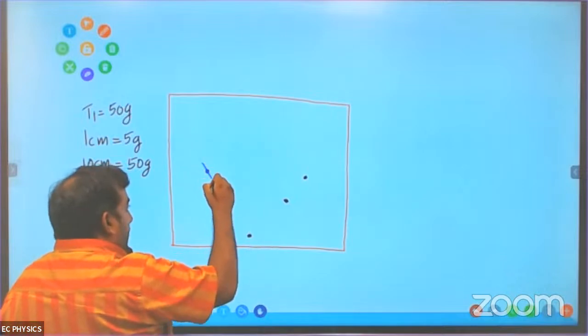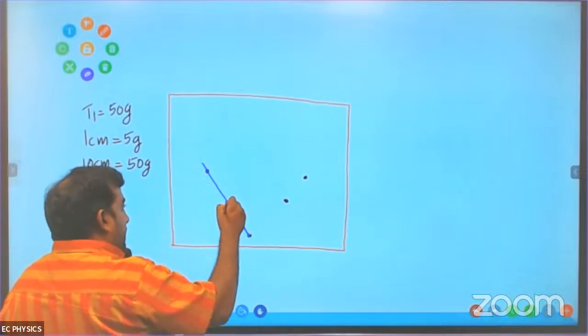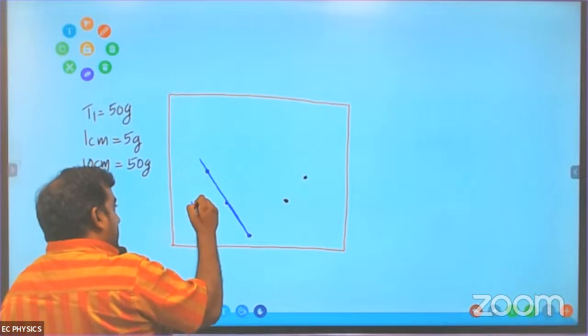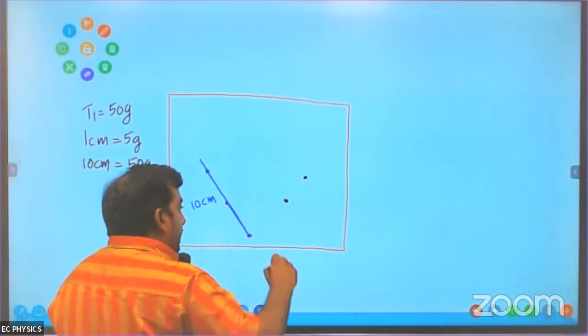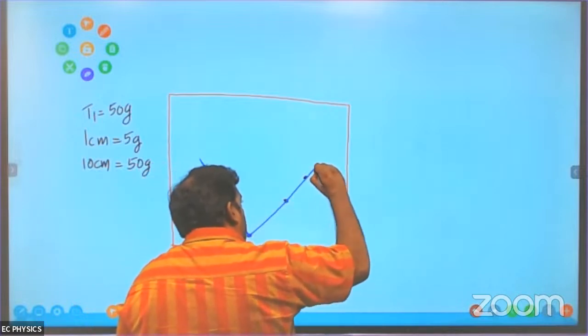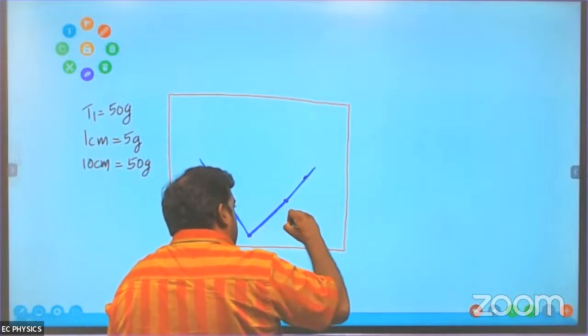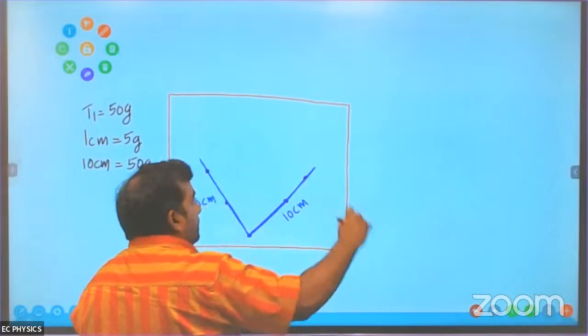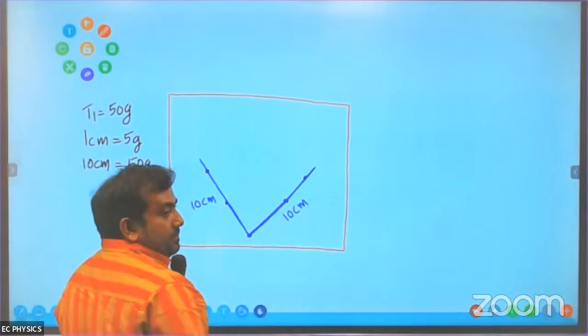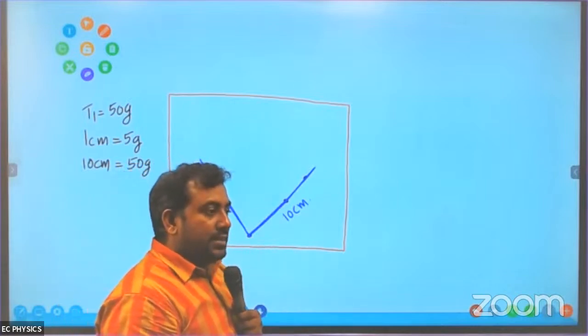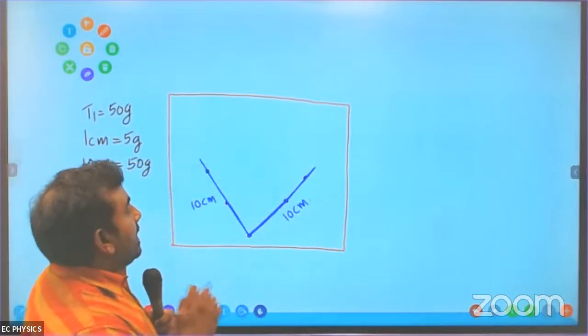I join the string segments here such that this is 10 centimeter. Same way, I join here such that this is 10 centimeter. Now I must complete the parallelogram. How will I complete the parallelogram?